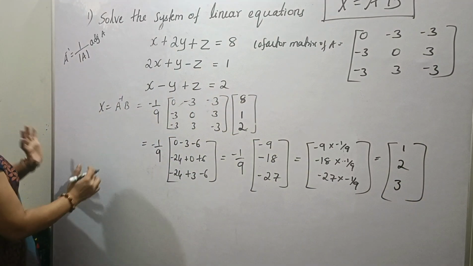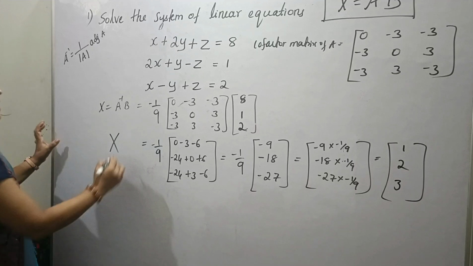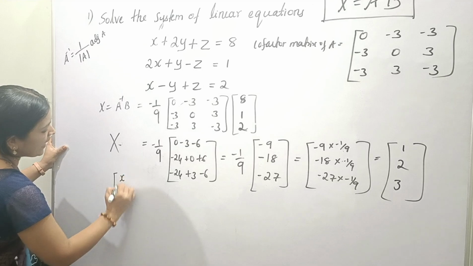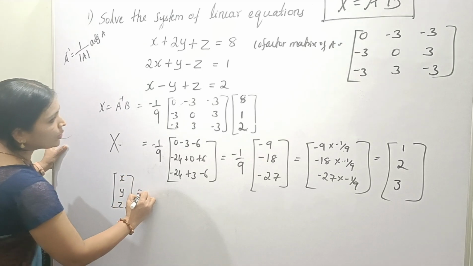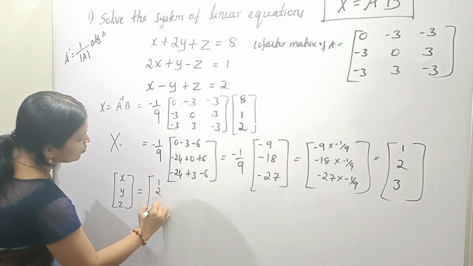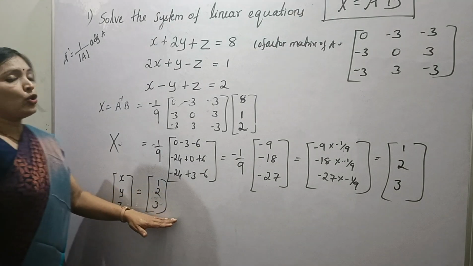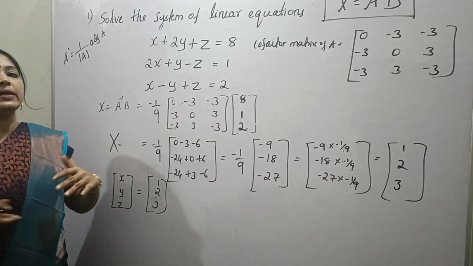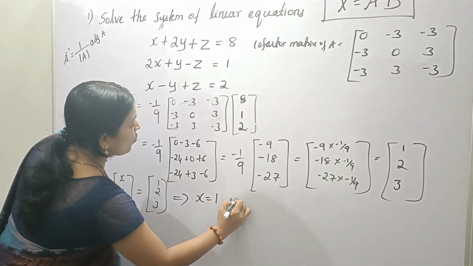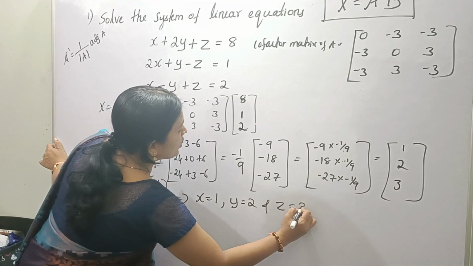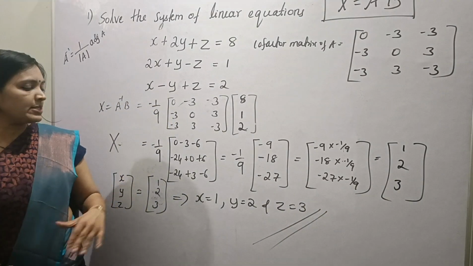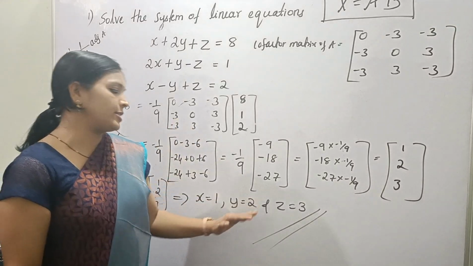See, here we have got X is equal to, okay, what is X? X is nothing but the matrix x, y, z. That is equal to matrix 1, 2, 3. Okay. We know that if two matrices are equal, then their corresponding elements are equal, right? So this implies x is equal to 1, y is equal to 2, and z is equal to 3. We got the solution. That is values of unknown variables. X is equal to 1, y is equal to 2, z is equal to 3.